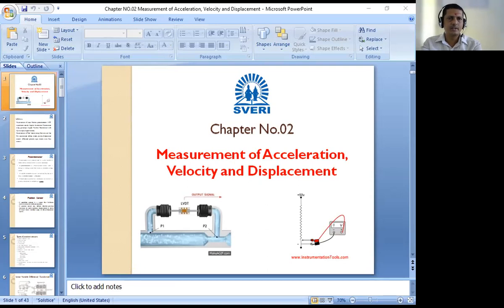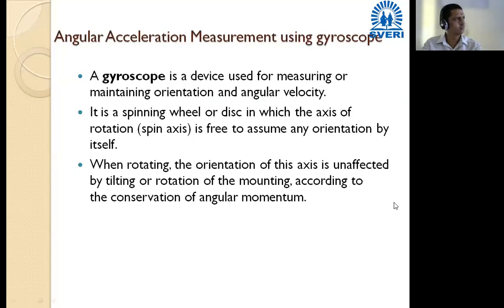Then capacitive sensing elements, capacitive sensors and displacement sensors. So today we have started a new part. Today we have started a new point, that is gyroscope. Give the heading gyroscope. Gyroscope, gyroscope.